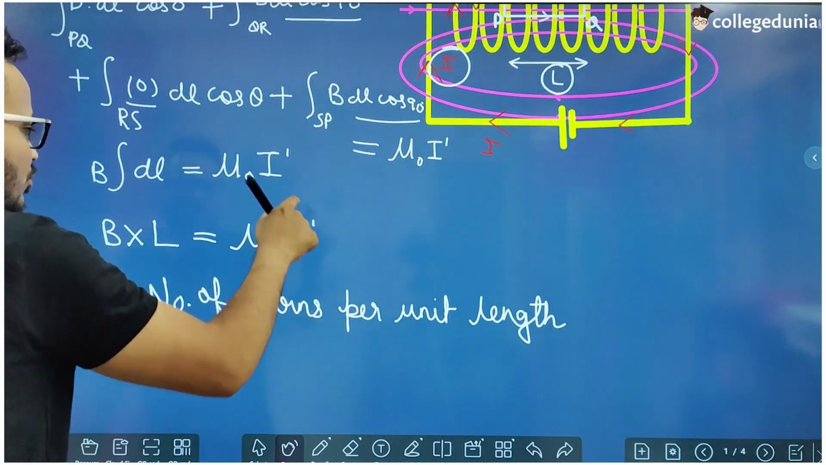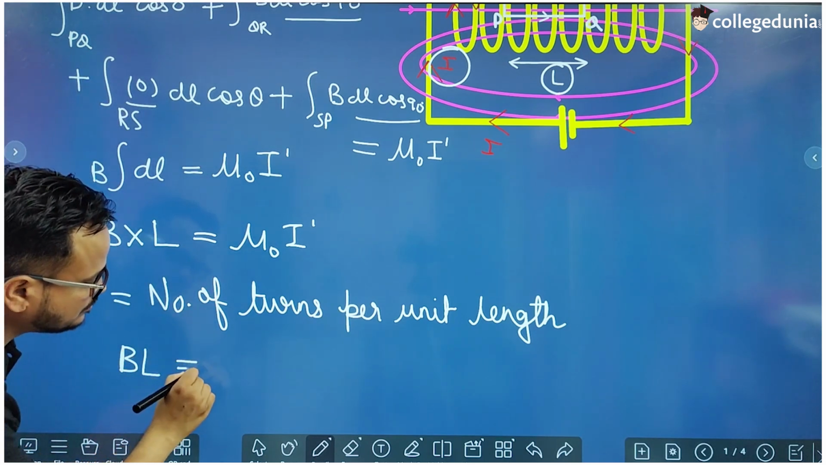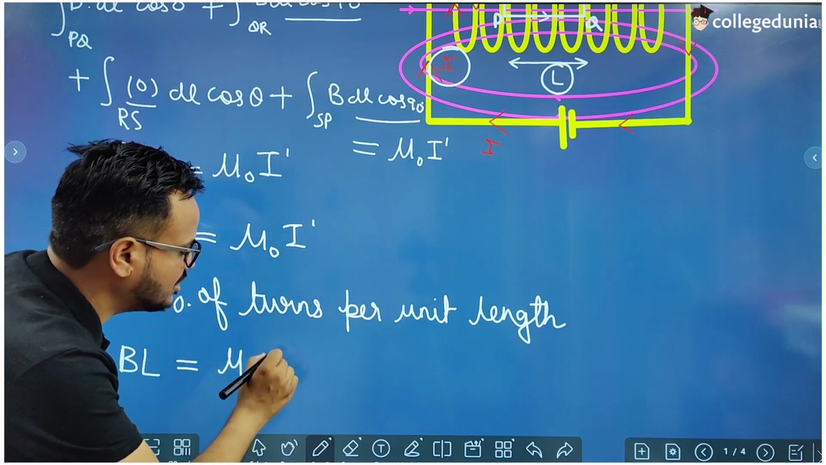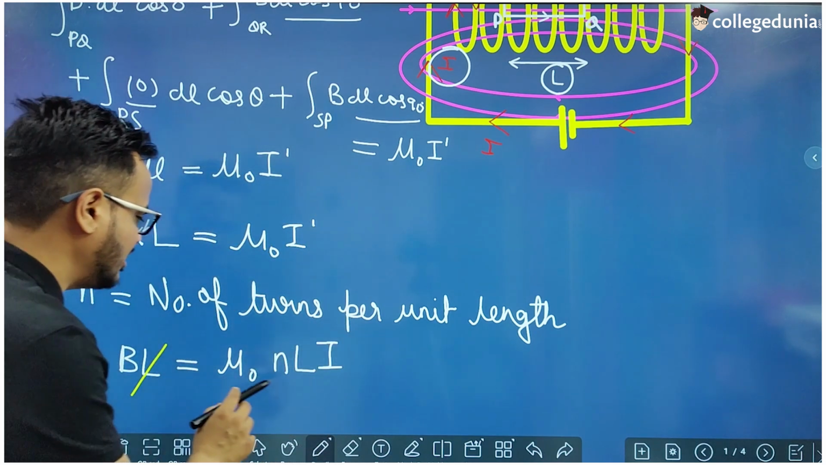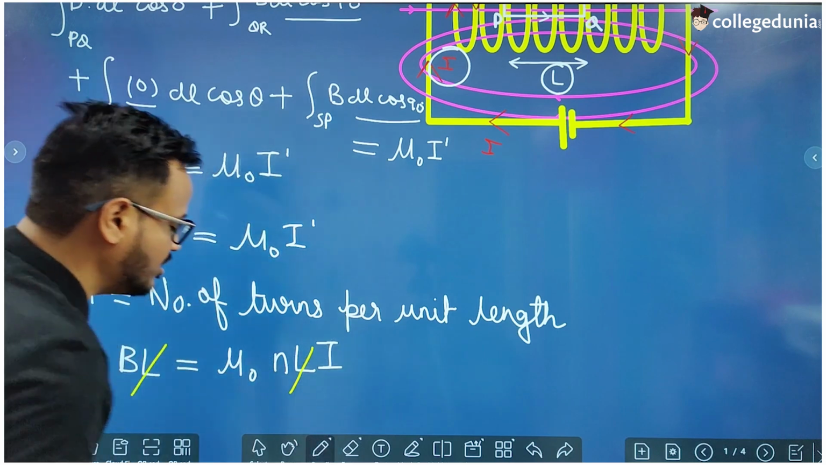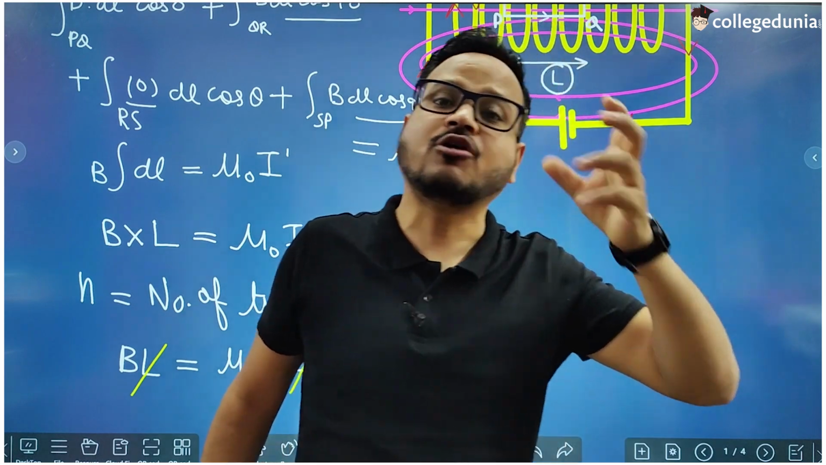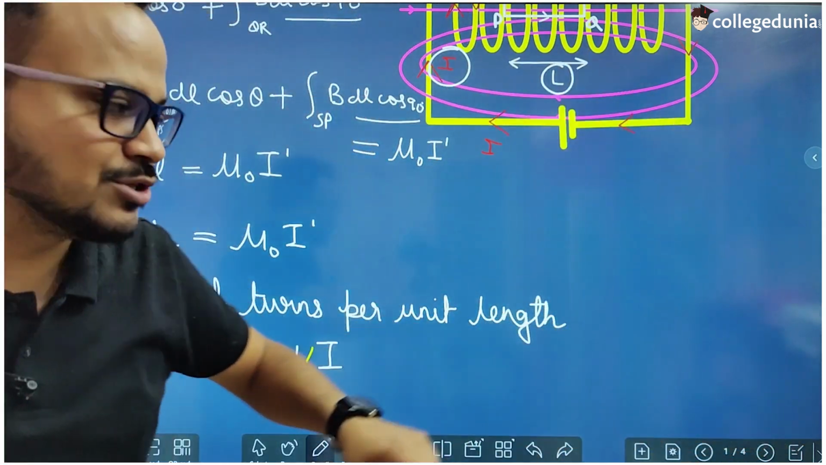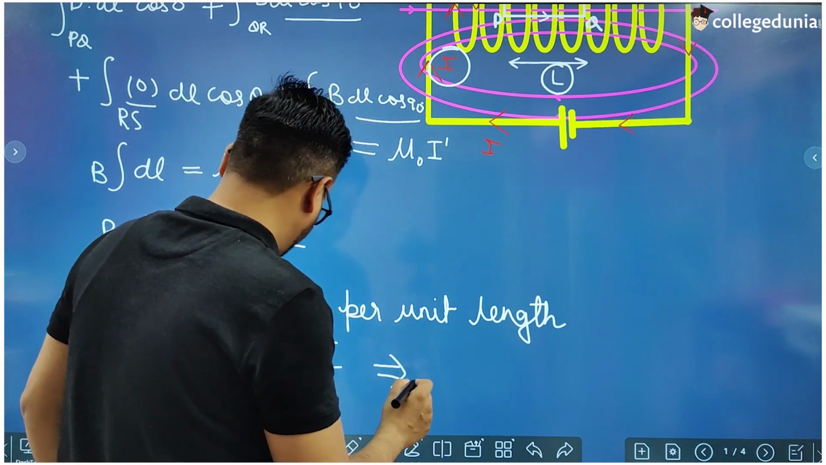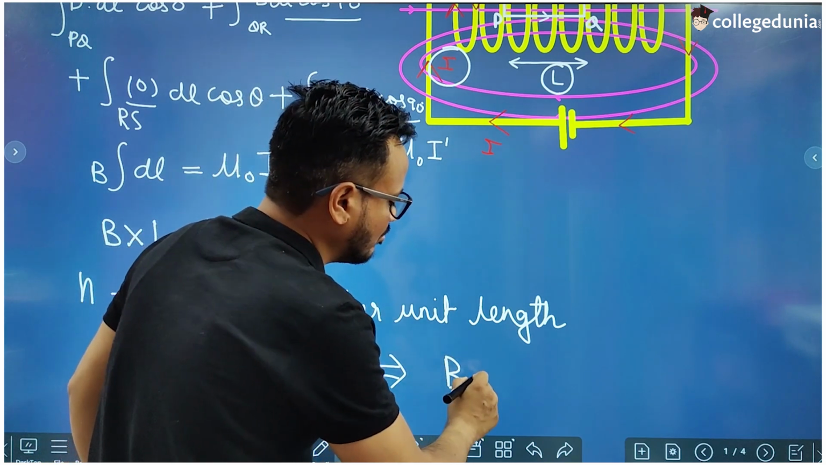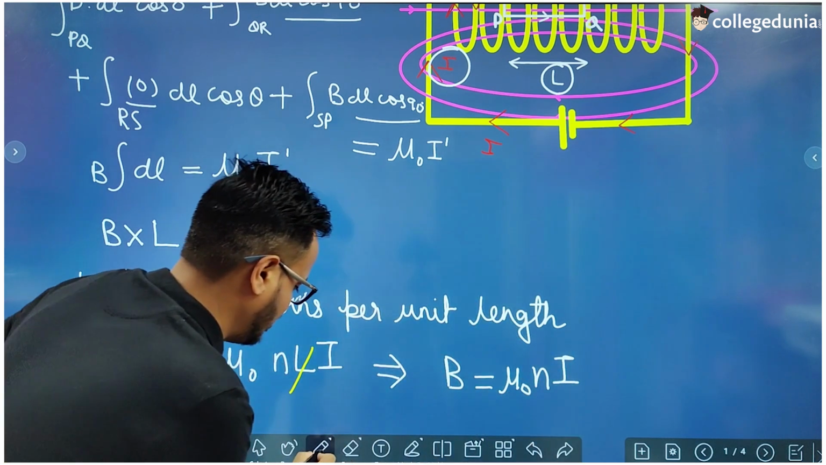Therefore, if we put nLI in place of I dash in mu naught into I dash, L will get cancelled out, and it has to be cancelled because L is not a part of the solenoid. It is a property of an imaginary loop, so it should not come in the final expression. So L is cancelled and we are left with B equal to mu naught n I, right?